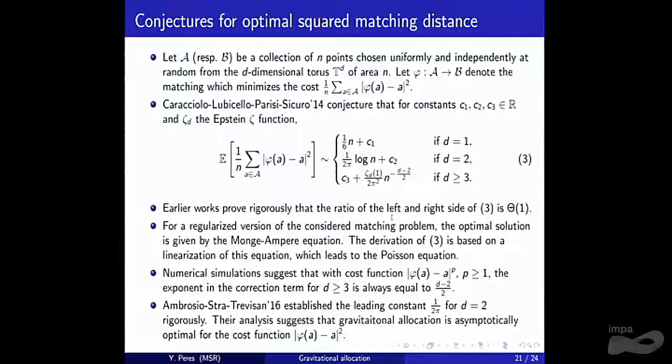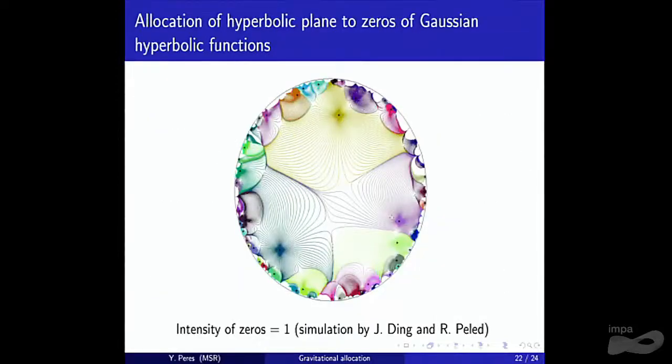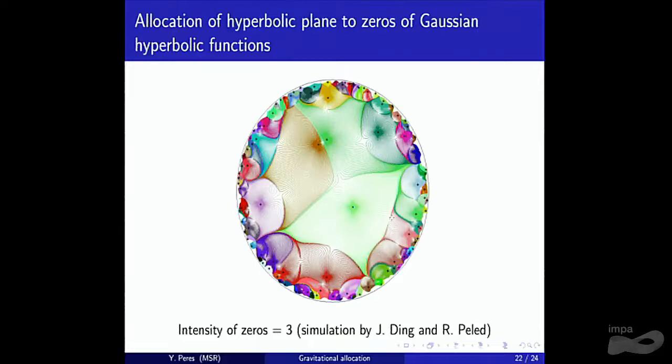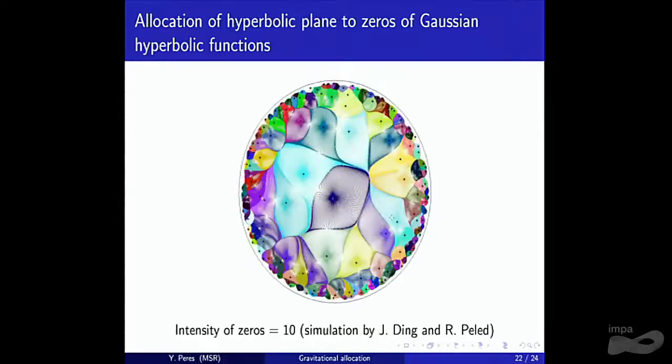That leaves us with the conjecture that indeed the gravitational scheme I showed you, although it's not optimal for any fixed n, when you drive n to infinity and look at square distance rather than distance, should have the optimal asymptotic constant, this 1 over 2 pi. But it's still a conjecture. Here are some pictures of how the gravitational allocation looks in the hyperbolic plane. This is from work in preparation by Jian Ding and Ron Peled.